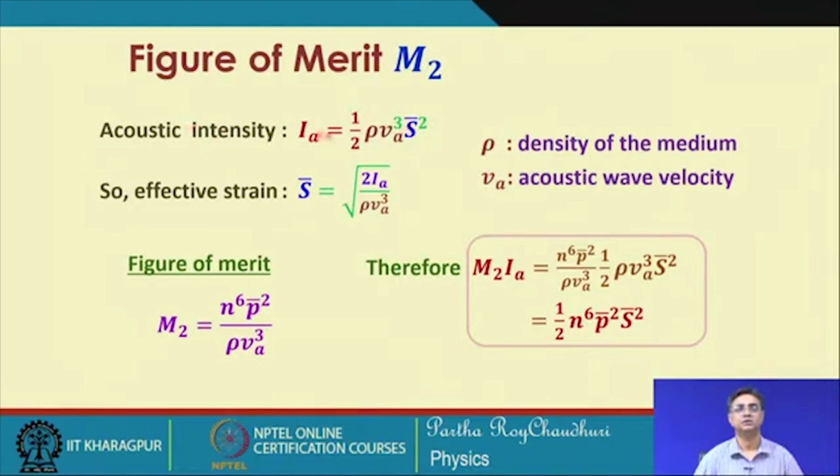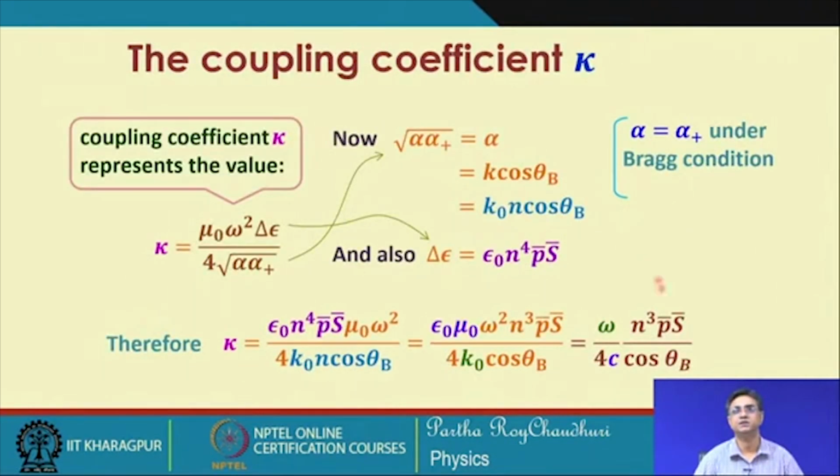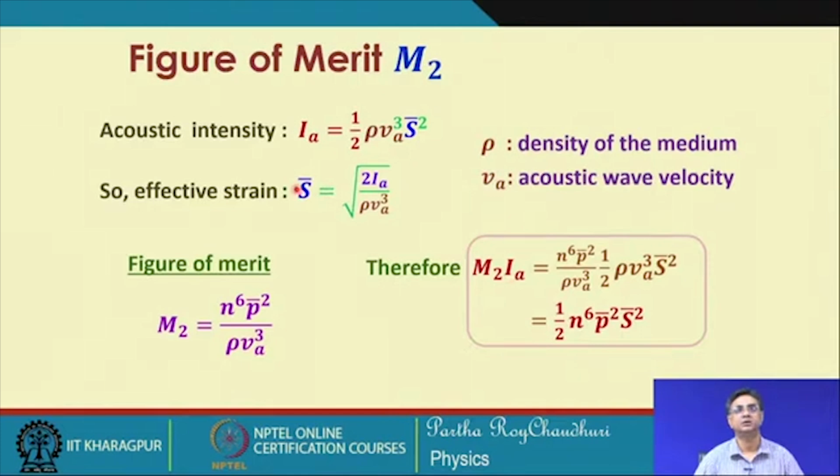So, that is the acoustic intensity. In terms of the effective strain, we can revert back and write this expression in this form, twice I_A over rho V_A cubed. That is again very useful, because we will have the coupling coefficient in terms of this effective strain. So, that is really useful.